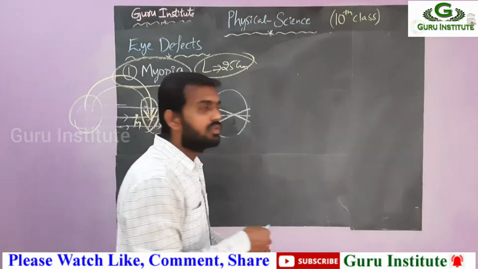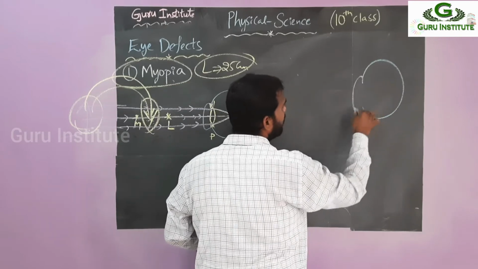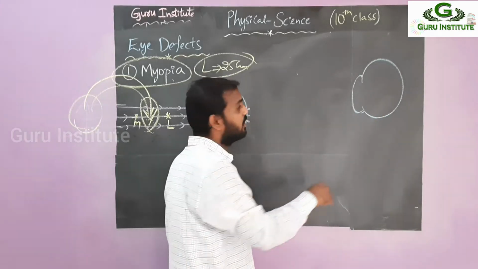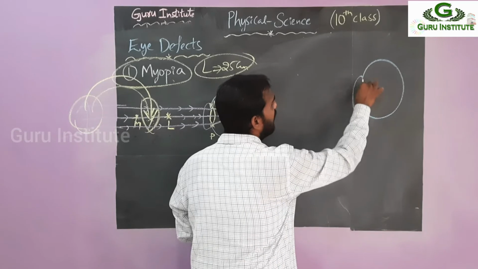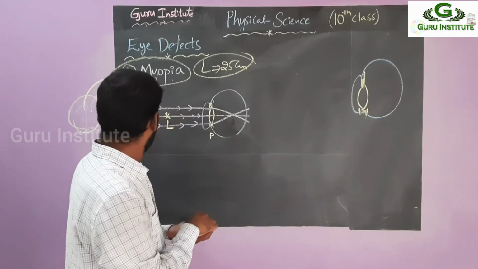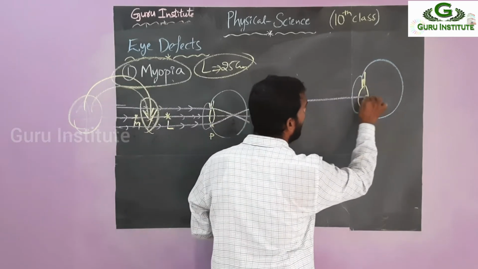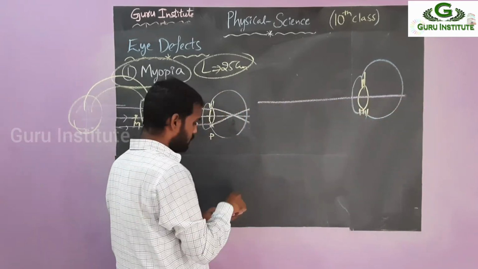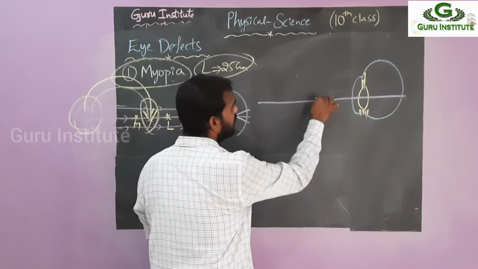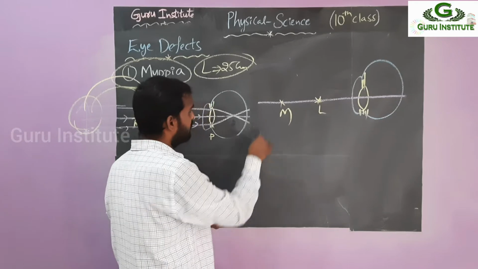Again the same. So just draw the eye, and what is next? Lens and muscles. Okay, right? So now, what do we have right now? Simply the principal axis. This is the pole. Again we have to know about the point L and this is the M point. So this is the principal axis.